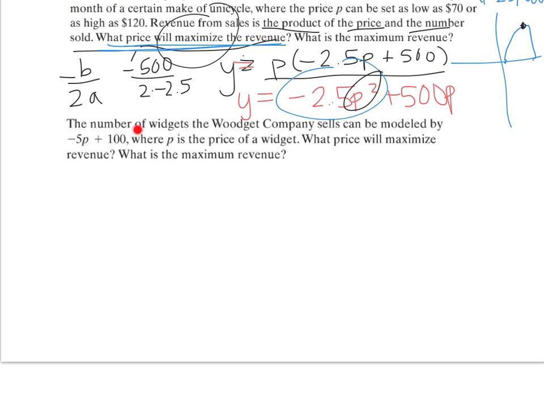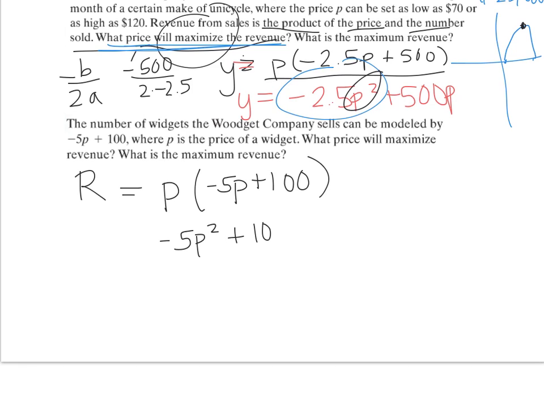The number of widgets the widget company sells can be modeled by negative 5p plus 100p, where p is the price of the widget. What price will maximize the revenue? So again, it's going to be price times the number that you sell is equal to the revenue. So this is going to be a quadratic again, so it's going to be negative 5p squared plus 100p equals r. And you're going to want to do what's the maximum price.